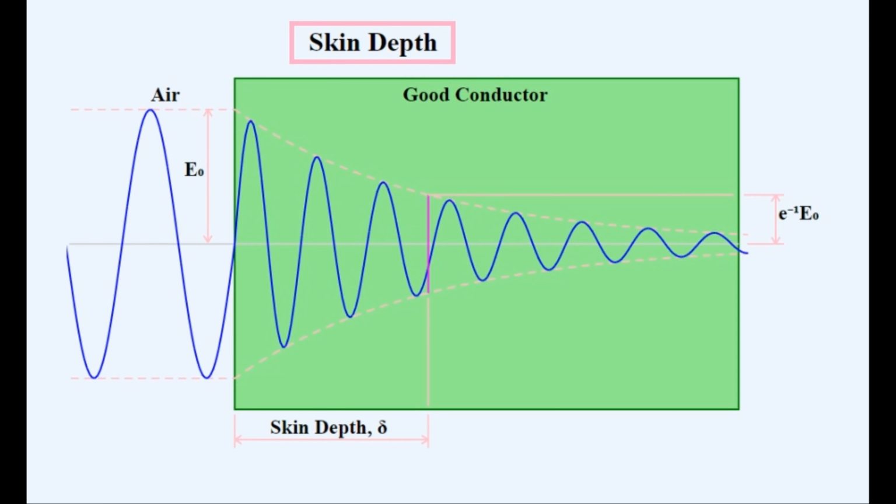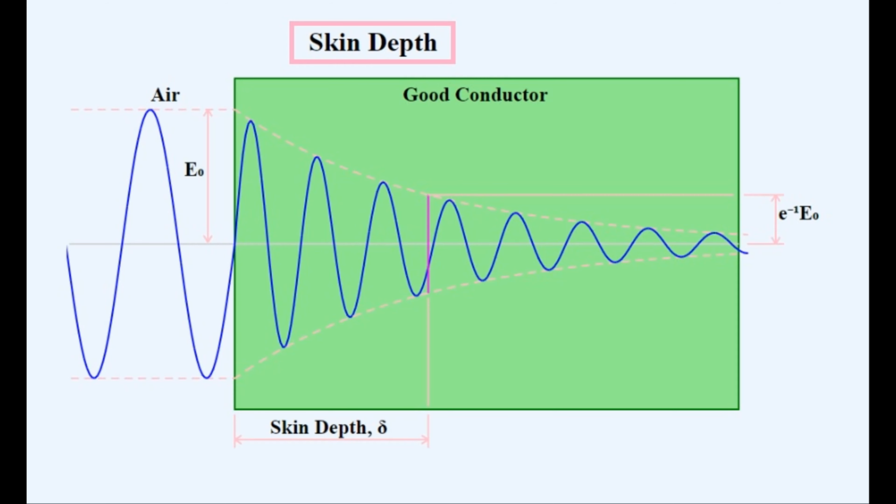Just by looking at this diagram, you can see that the wave starts to attenuate or decay as it passes into the good conducting material. It has an exponential decay as a function of the distance into the material that it penetrates. So its intensity decreases exponentially.